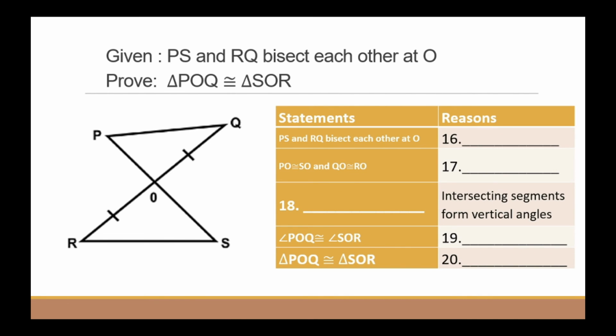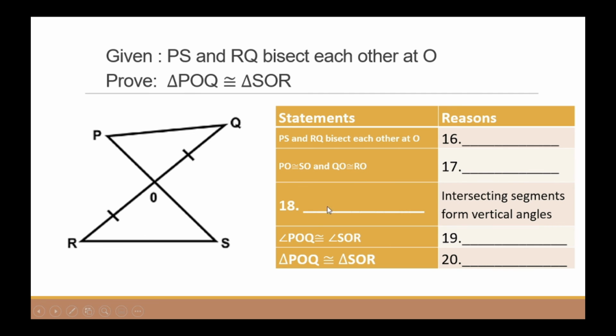And finally, for our test number 3, proving. Given PS and RQ bisect each other at O. Prove that triangle POQ is congruent to triangle SOR. So, first statement, PS and RQ bisect each other at O. So, what will be the reason? PO is congruent to SO and QO is congruent to RO. What will be the reason?